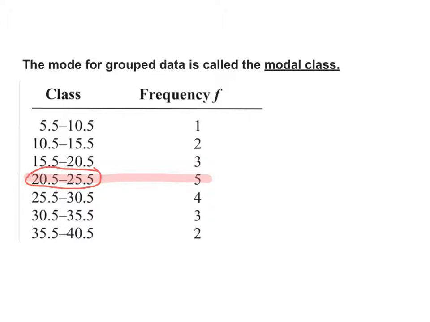So instead of designating one particular data value as the mode, for grouped data we say there's a particular class that is the modal class. It is possible, in this case it's unimodal, it's possible to have more than one modal class as well. Okay? The same concept of having to appear more than once to be the mode applies to modal class.